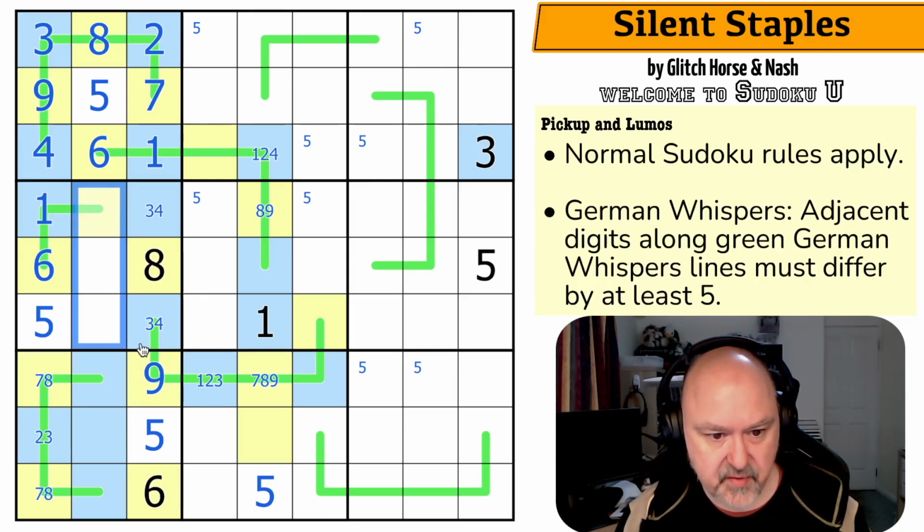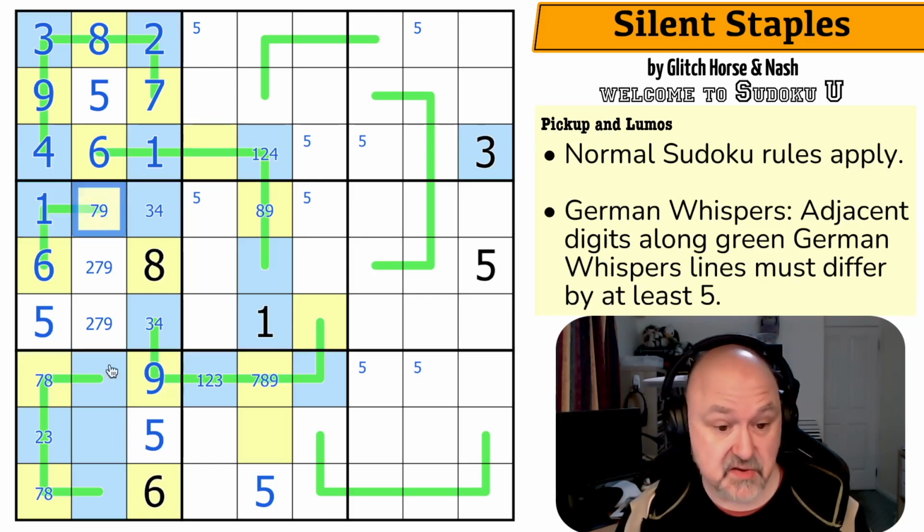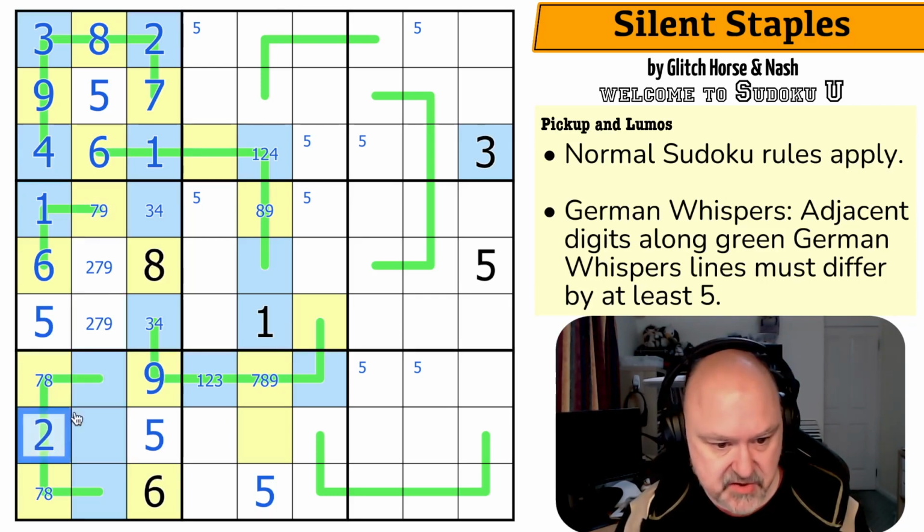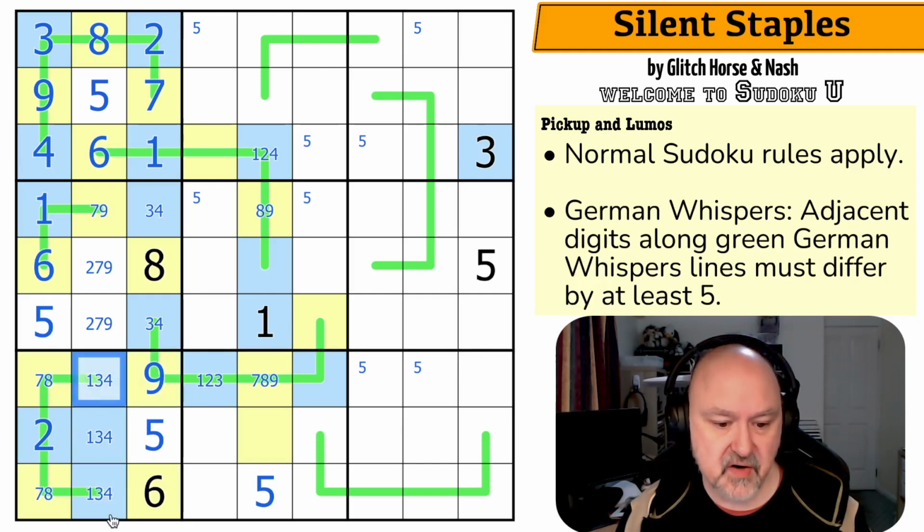But this is a known triple. 2, 7, and 9. Can't put the 2 there because it just does not work. And these... well, hang on, the 2, 7, 9 means that's the 2, and these are 1, 3, and 4, and I can't put the 4 on the line because the 9's not available.